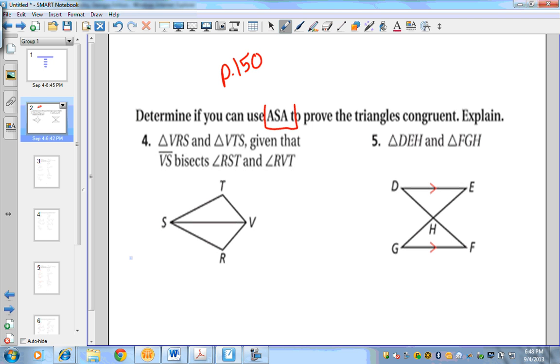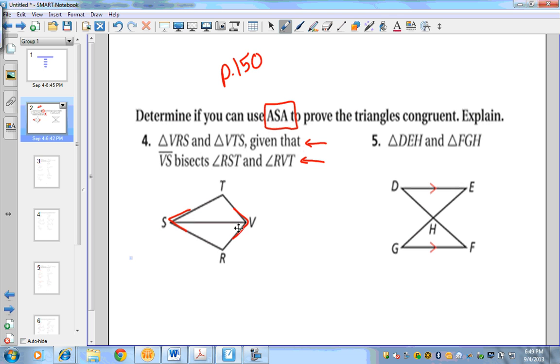Well, the good news is they went ahead and just kind of narrowed it down. But rather than actually using symbols here, they gave us a couple of details of what the problem is going to show us. It says that triangle VRS and triangle VST, given that VS bisects these two angles here. So VS is this segment that I just highlighted here. So let me take that away just in case it's going to be confusing. It bisects angle RST, which is this angle right here, and RVT, which is this angle right here.